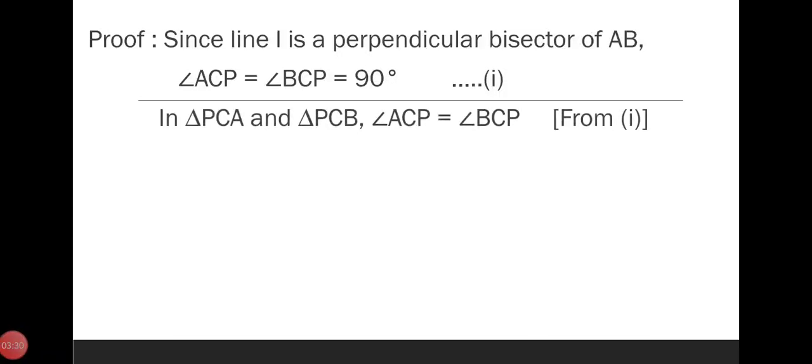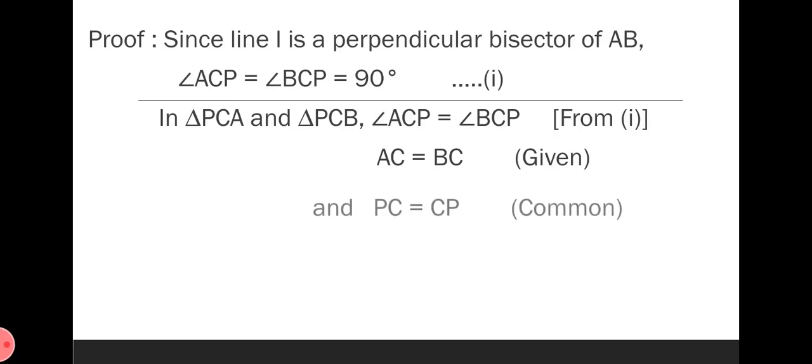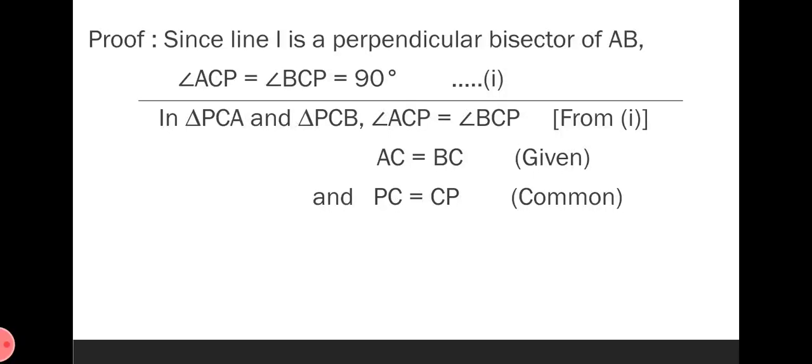So in triangle PCA and triangle PCB, angle ACP equal to angle BCP from 1. We have seen that both the angles are equal, that is both are 90 degrees. Next we have AC equal to BC. This is already given. And third we have PC equal to CP. This is the common side of both the triangles.